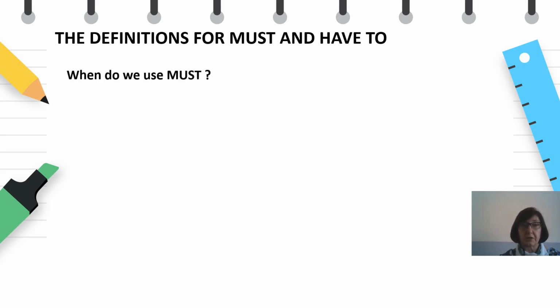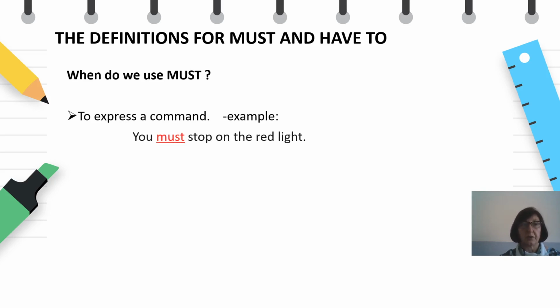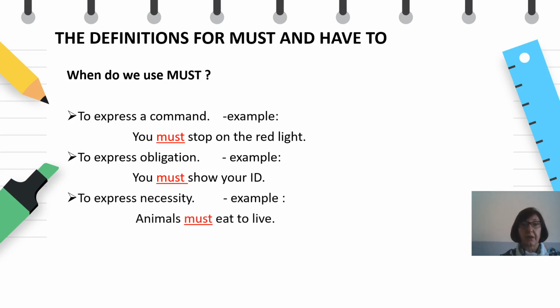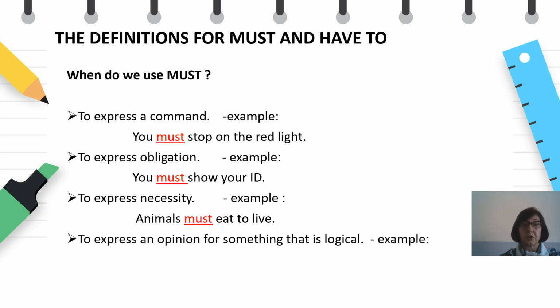When do we use must? To express a command. For example, you must stop on the red light. To express obligation. For example, you must show your ID. To express necessity. For example, animals must eat to live. To express an opinion for something that is logical. For example, there must be something wrong.